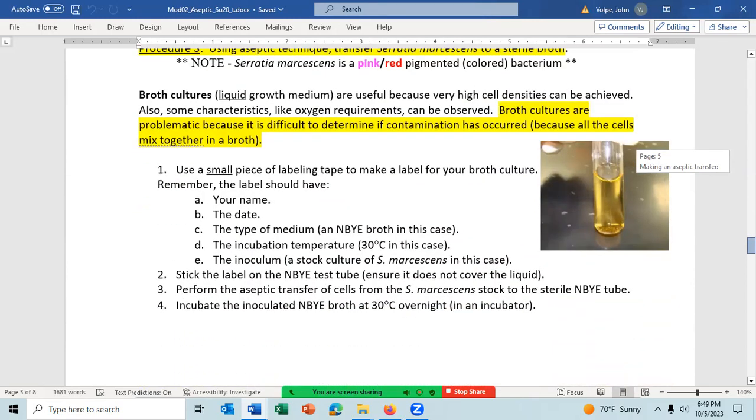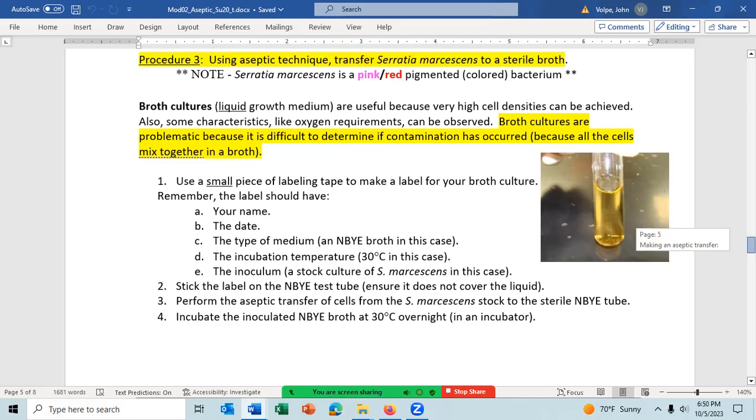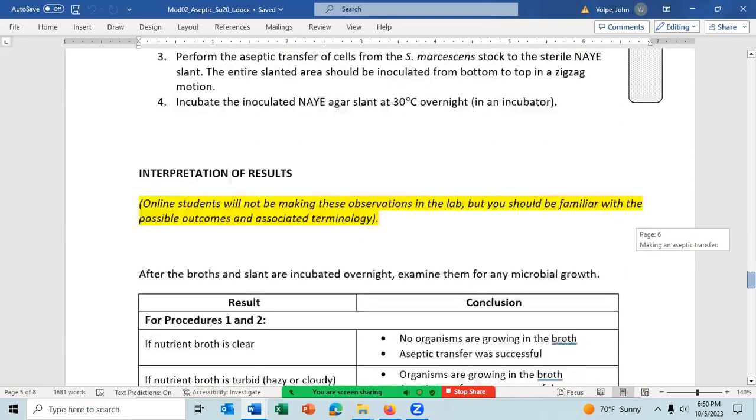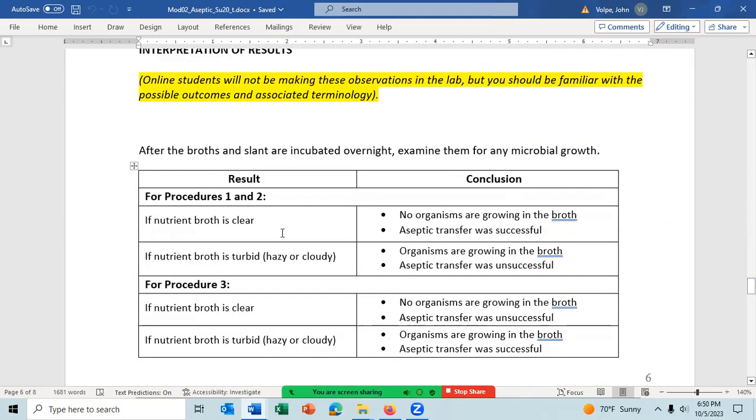I'm going to talk about each procedure separately. This is what the tube of media will look like before you put the water in it, okay? And you should note whether that's clear or cloudy. And then after procedure 1, use this table to read the results and interpret the conclusion. Remember, the results are your observation. The conclusions are your interpretations of the observation.